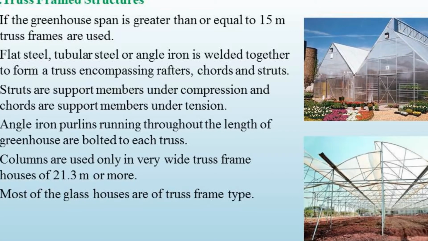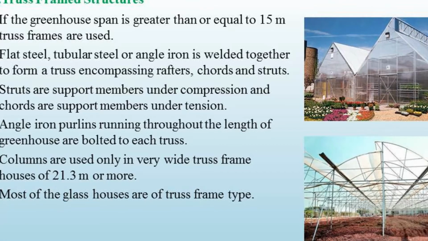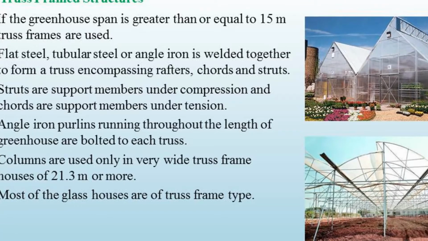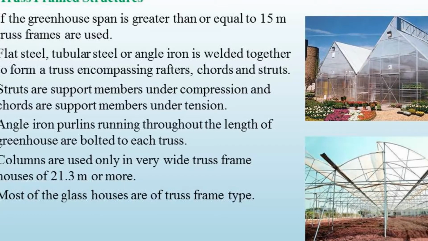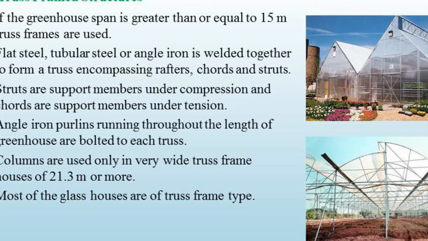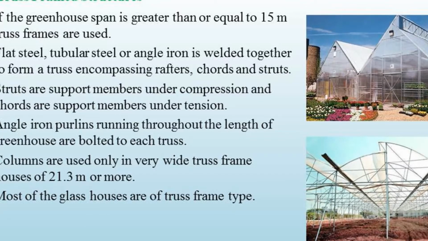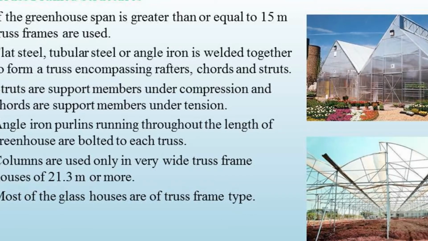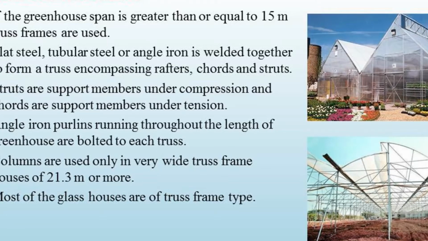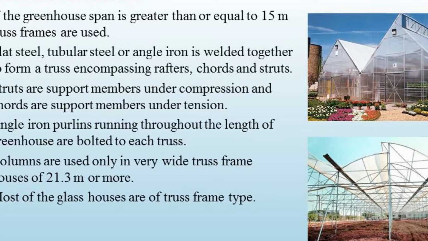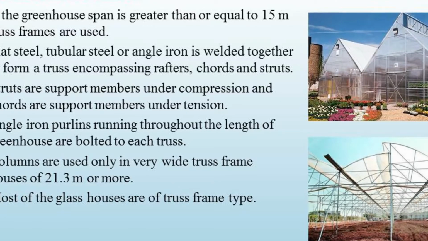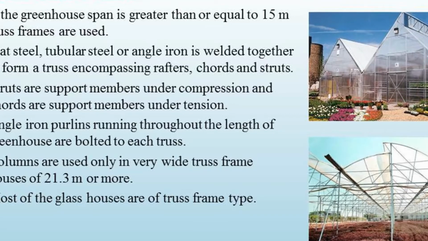and are bolted to each truss. Generally, columns are used in this structure when the truss frame is very wide, that is 21.3 meter or more. Most of the glass houses are constructed of truss frame type structures and these frames are best suited for prefabrication.